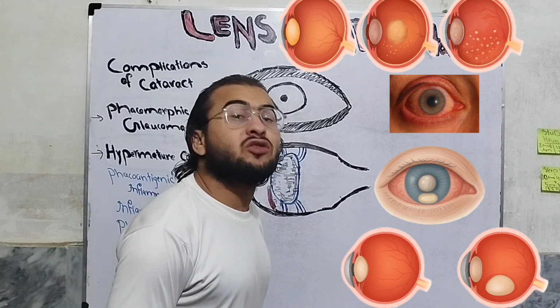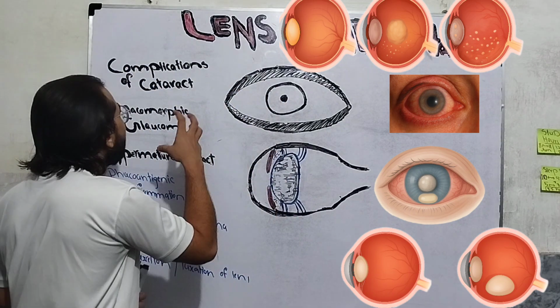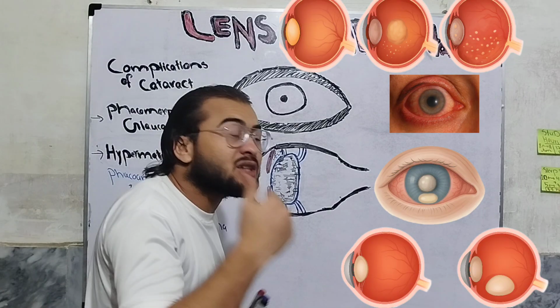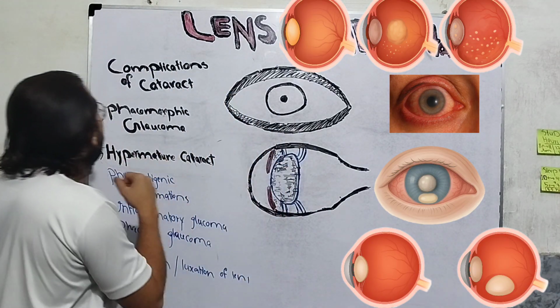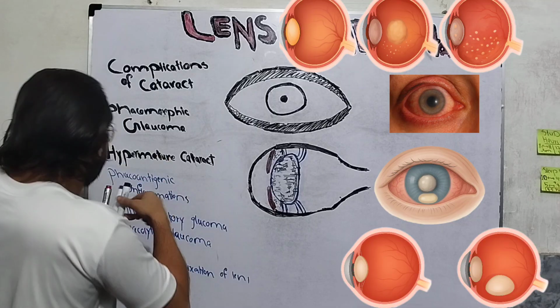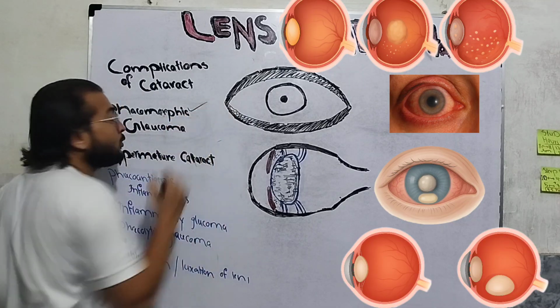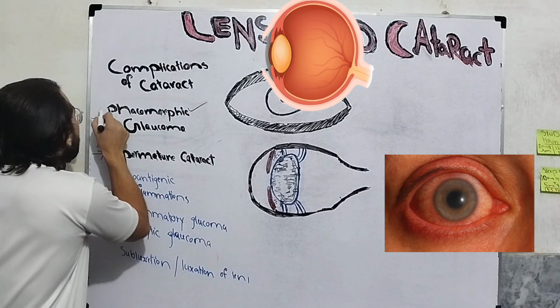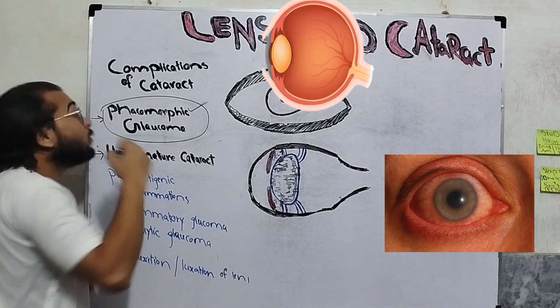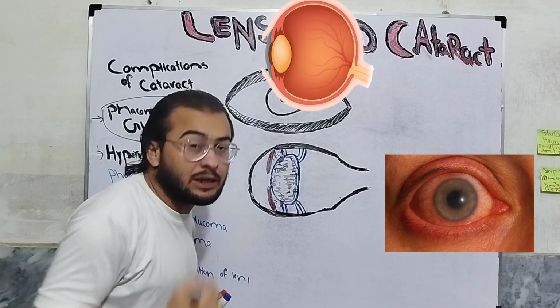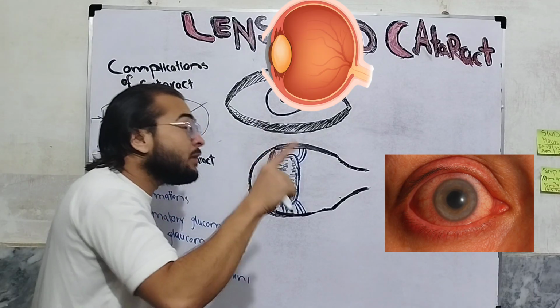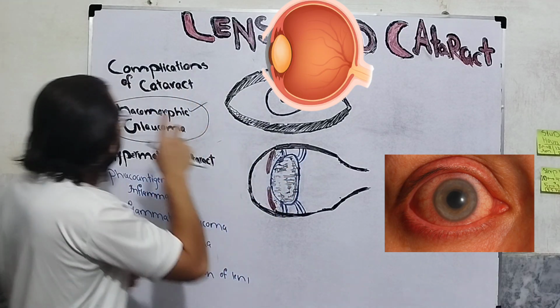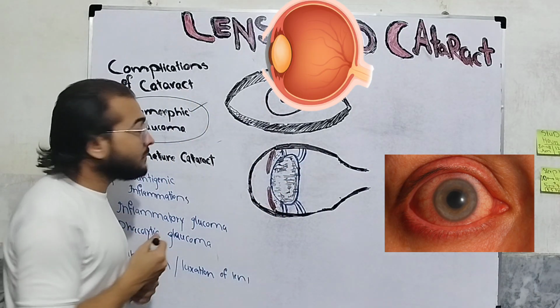Now, complications of cataract. What will happen if we do not manage the cataractous condition properly and timely? There will be a lot of complications, okay? The first one is phacomorphic glaucoma. Phacomorphic glaucoma even develops during the pathogenesis of cortical cataract. If you remember from the intumescent stage, some individuals develop phacomorphic glaucoma, okay?